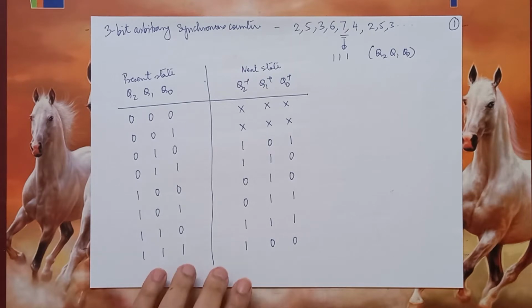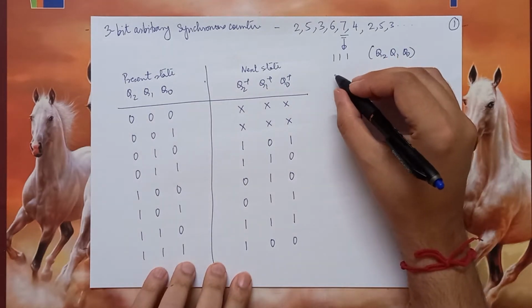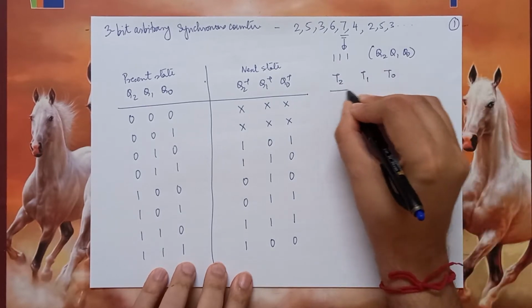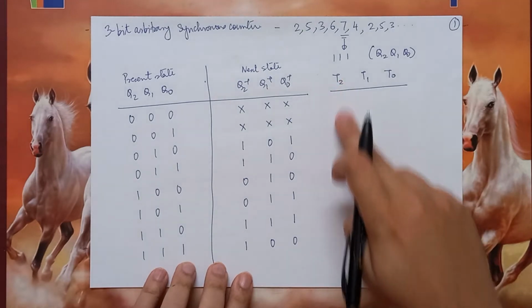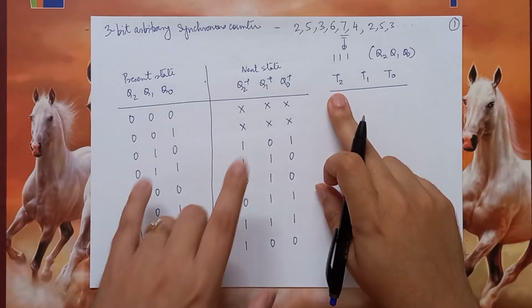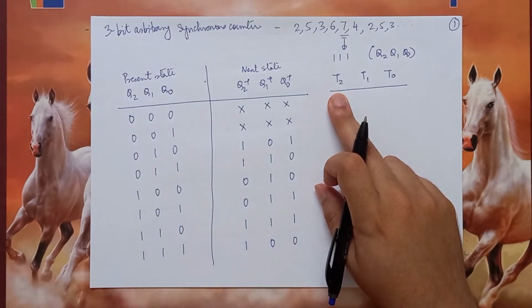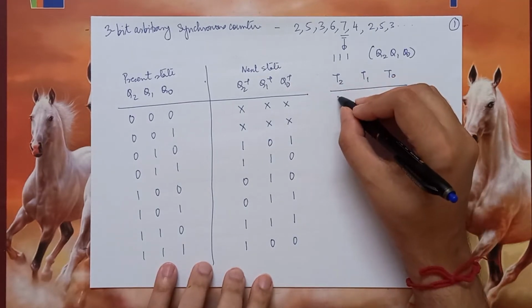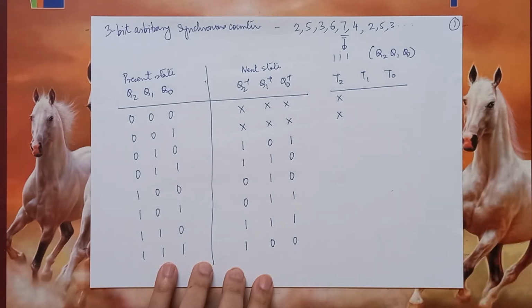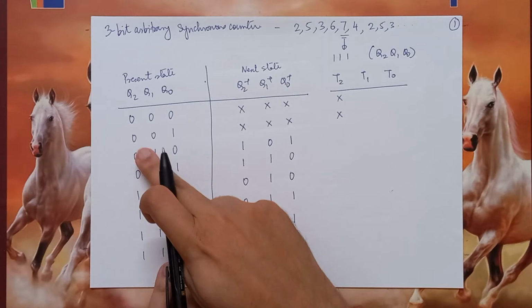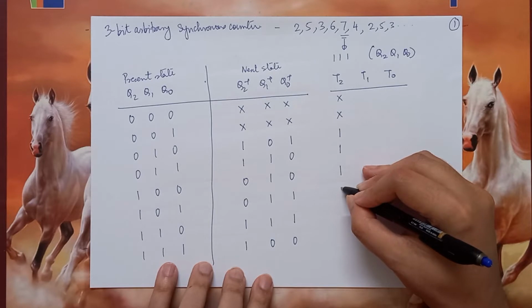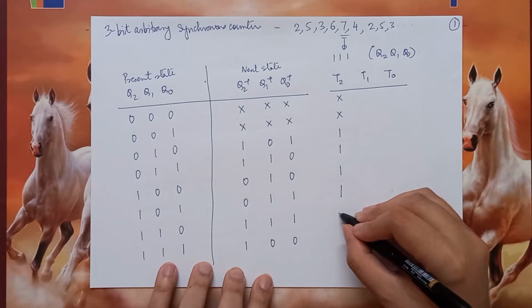Now if I were to realize this using T flip-flops, for example, we would need 3 such flip-flops, and using the excitation table of the T flip-flop, let us try to fill in these columns just like how we did in the previous lecture. So for T2, we have to look at Q2 and Q2 plus. These two would be don't cares. Then 0 and 1 would be a 1, again 1, again 1, 1, 0 and 0.